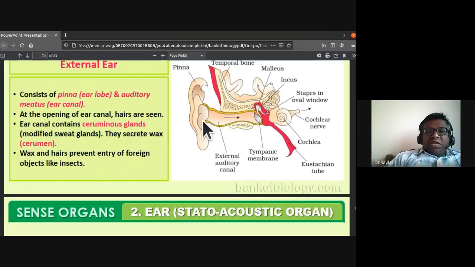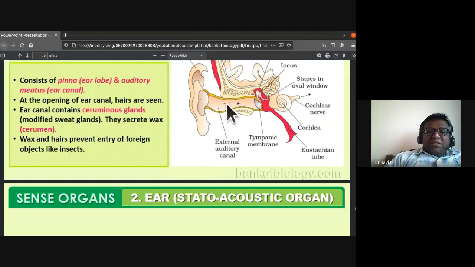The ear canal contains ceruminous glands, which are modified sweat glands. These secrete wax, that is cerumen. The wax and hairs prevent the entry of foreign objects like insects.